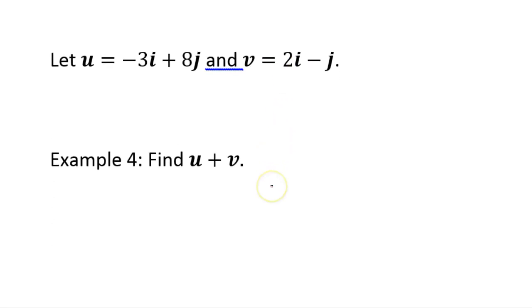Okay, for example 4, we are given these two vectors, u and vector v. And so now we're going to do some operations. So vector u plus v, using our unit vector form, I'm going to have negative 3i plus 8j, and then plus vector v, which is 2i minus j.